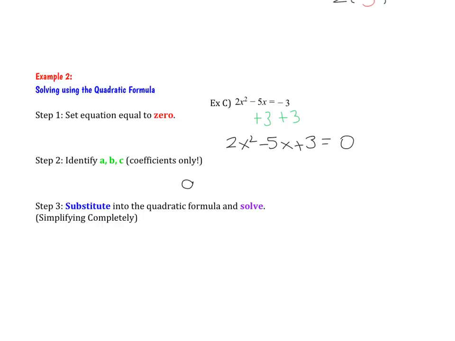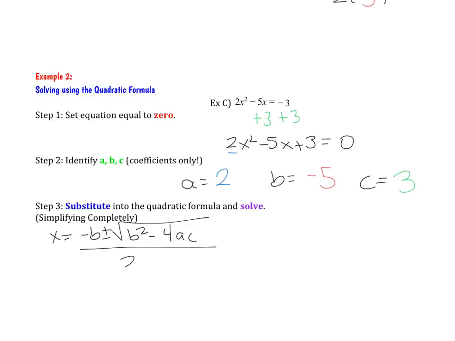Now we need to identify the coefficients a, b, and c, just like we did earlier. So a is 2, b is -5, and c is +3. Then we're going to plug it into the quadratic formula. Remember, x equals -b plus or minus the square root of b squared minus 4 times a times c, all over 2 times a. As a reminder, our a values will go here and here, b will go here, and then our c value will go here. I'm trying to color code it to help us out.